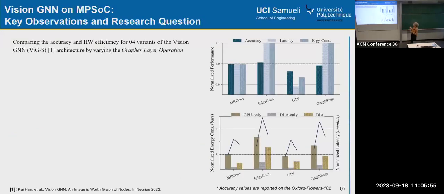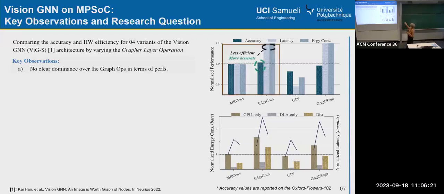Now, to put things in a more complete context, we give a motivation example here. We fix the GNN architecture and we vary only the graph layer operation, specifically the aggregation one, to 4 variants: MLComp, HComp, GENE, and GraphSAGE. And we compare the results against the accuracy, latency, and energy consumption. By seeing the first or the top figure here, we can see that there is no clear winner among all the graph operations. For instance, the HComp is the most accurate one among all of them, but less efficient compared, for instance, to the baseline MLComp. We have also the GENE operation, which is more efficient, but less accurate compared to the other alternatives.